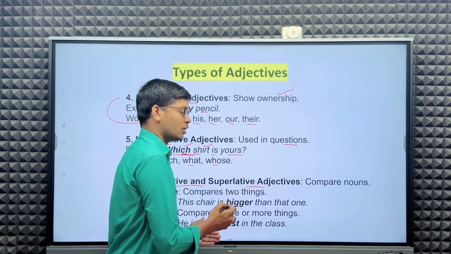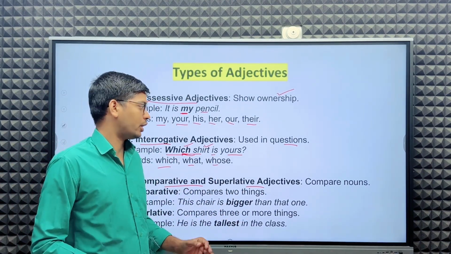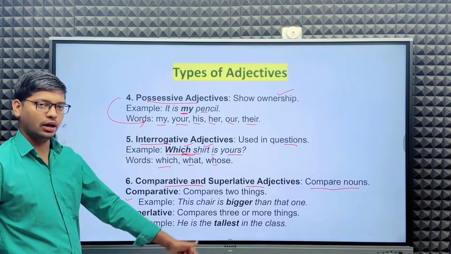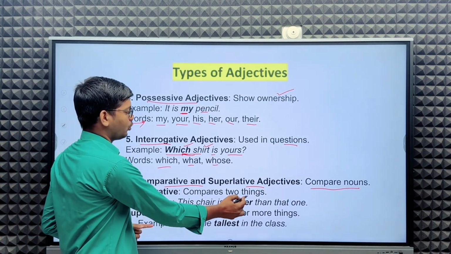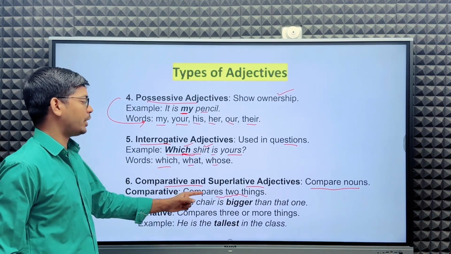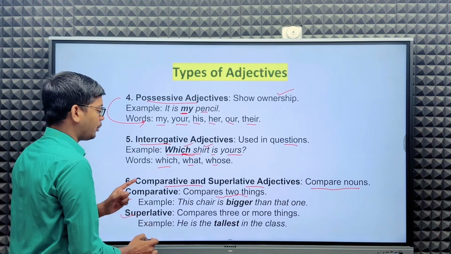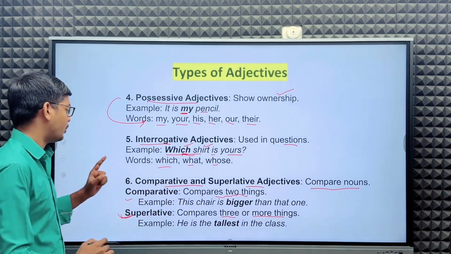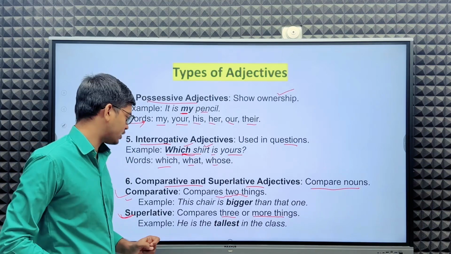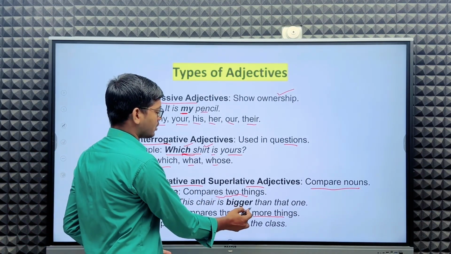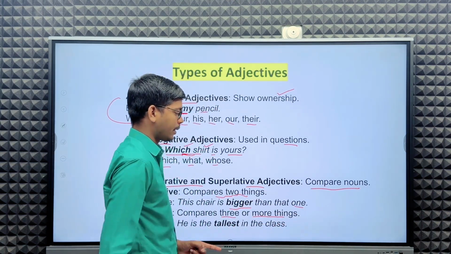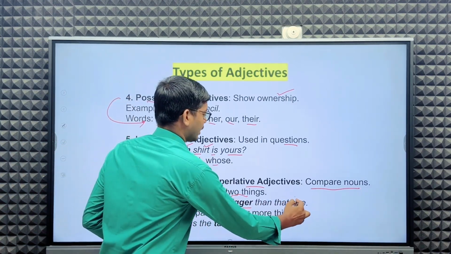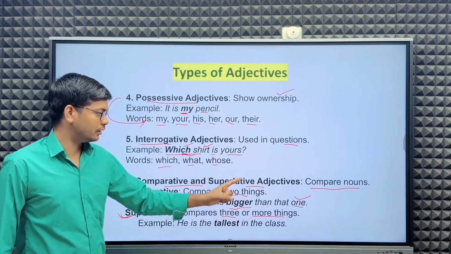Okay, next type here, comparative and superlative adjectives. These compare nouns. Comparative adjectives compare two things. Superlative compares three or more things, but comparative only compares two things. Example here: this chair is bigger than that one. In this sentence, there are only two things, the first chair and the second chair.